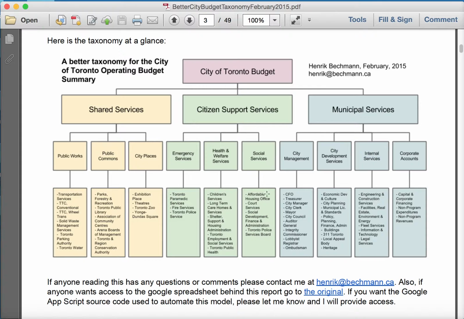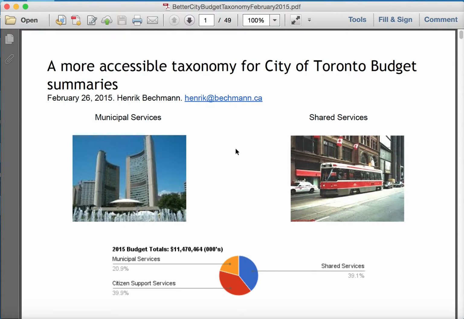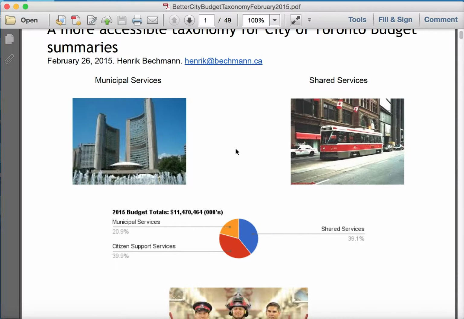In any case, this takes those 53 detail line items and essentially reorganizes them into these 10 categories and then rolls them up into very familiar sounding what I call program domains. And I think that makes the budget quite a lot easier to look at and understand. So at the highest level, for the 2015 operating budget, which consists of about $11.5 billion, you can see that municipal services, as they're organized, is about 21% of the cost. Shared services is about 40, and citizen support services is also about 40.